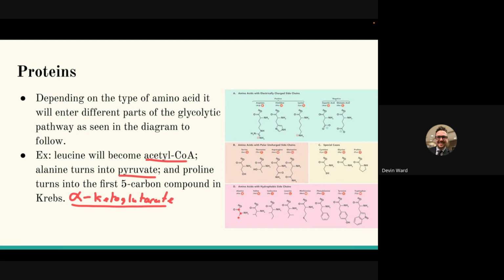They're all going to enter cellular respiration at different stages. Acetyl-CoA will go into the Krebs cycle. Proline will also go into the Krebs cycle, but halfway through it. And then pyruvate will enter right at pyruvate oxidation.